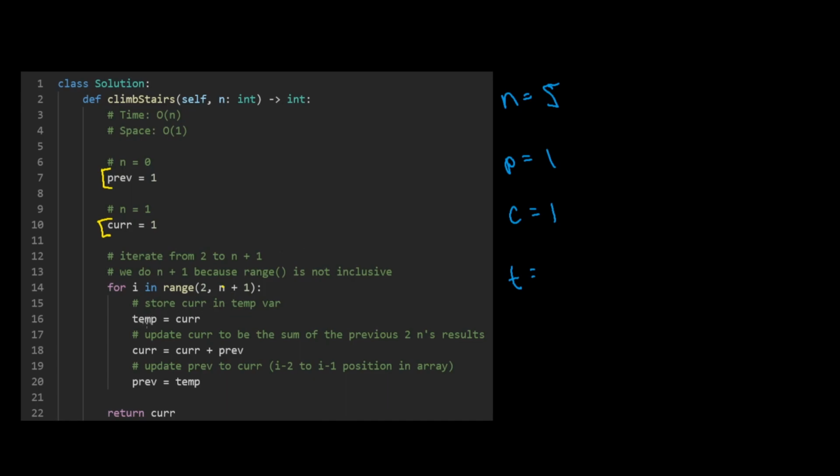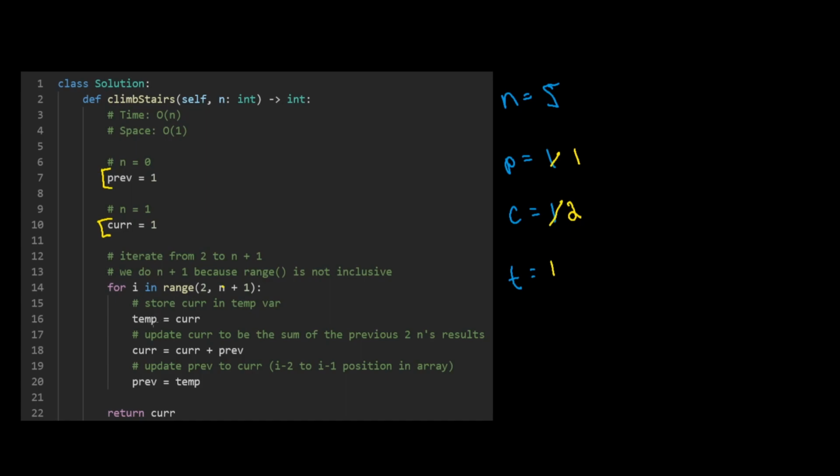And so now we're going to update our temp variable to be equal to our current, which is 1. And now our current is updated to our current plus our previous. So 1 plus 1, that would be 2. And then our previous is updated to whatever our temp value is, which is supposed to be our previous current. So this is going to be updated to 1, which is already 1. And now we go to the next iteration.